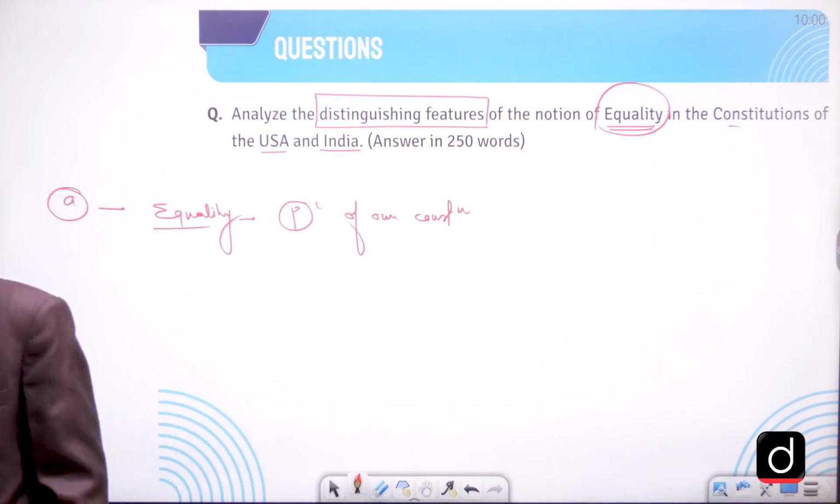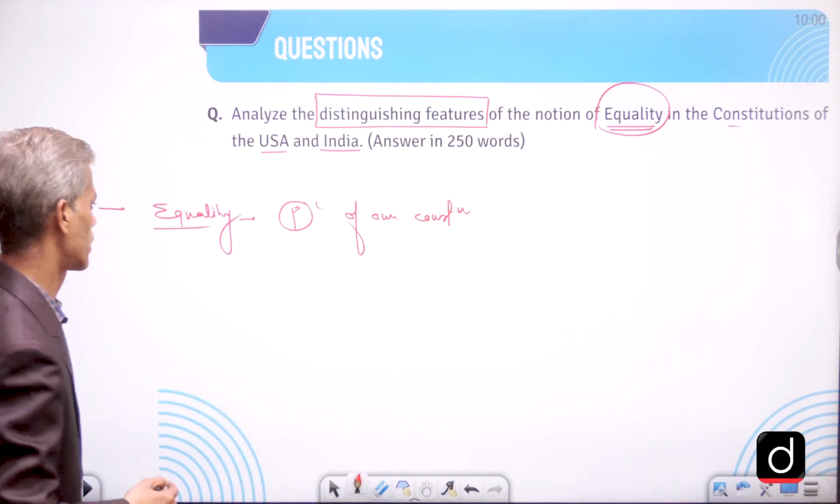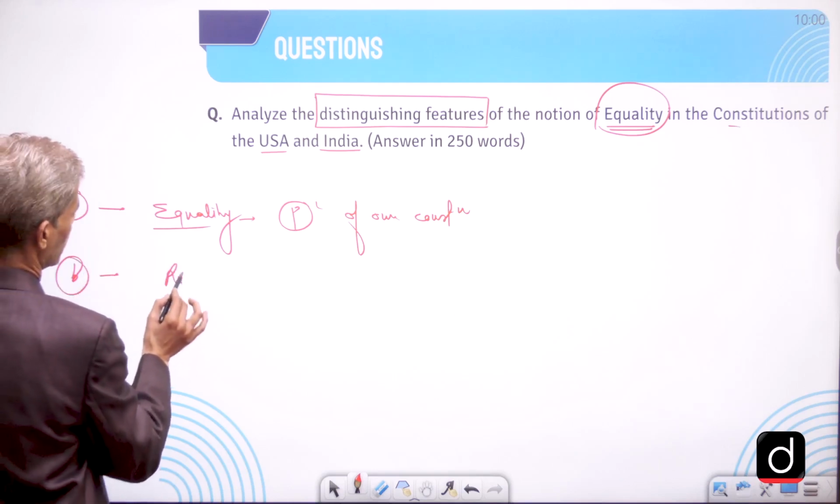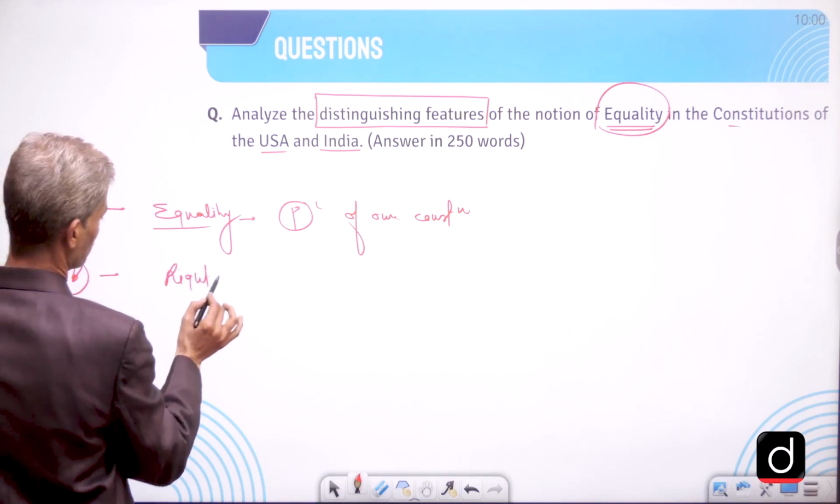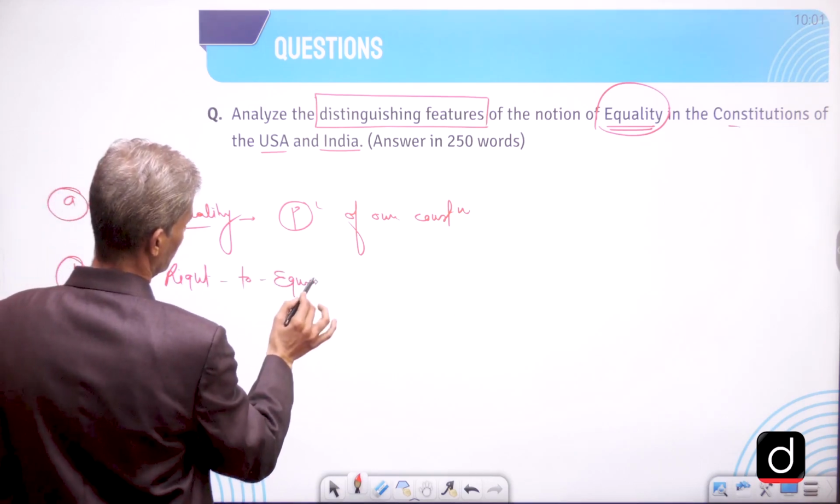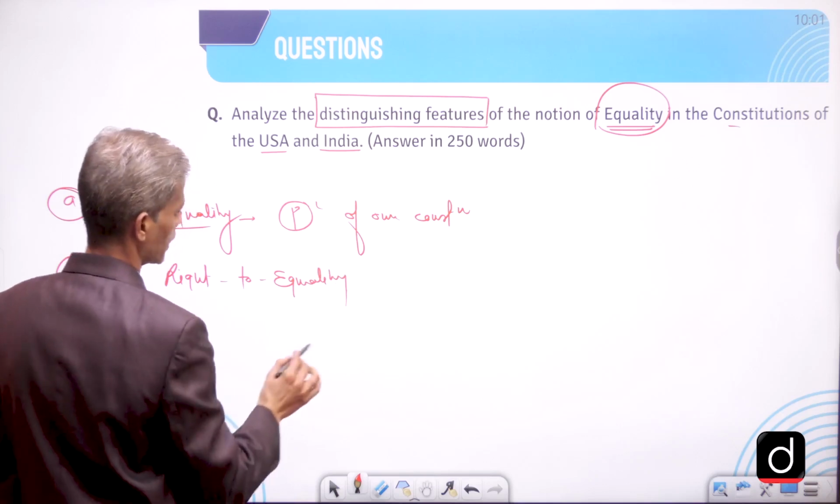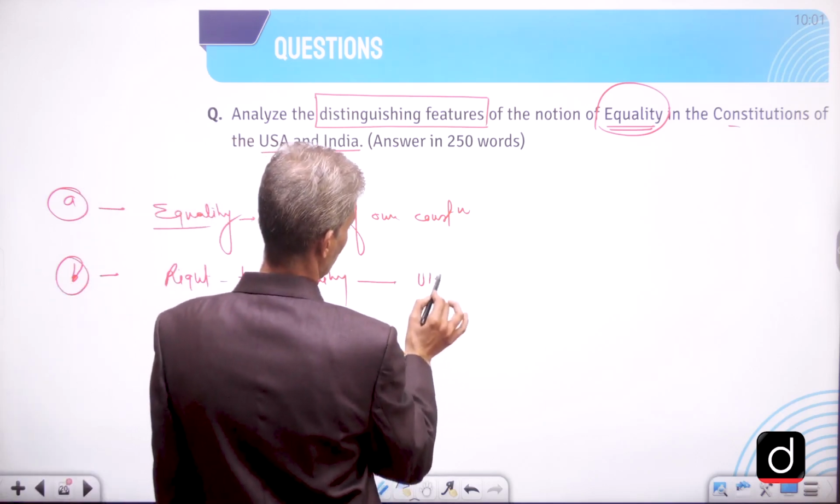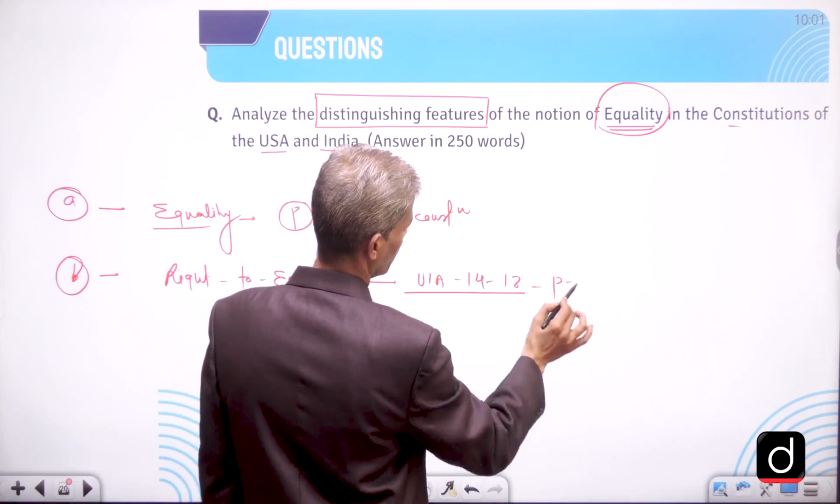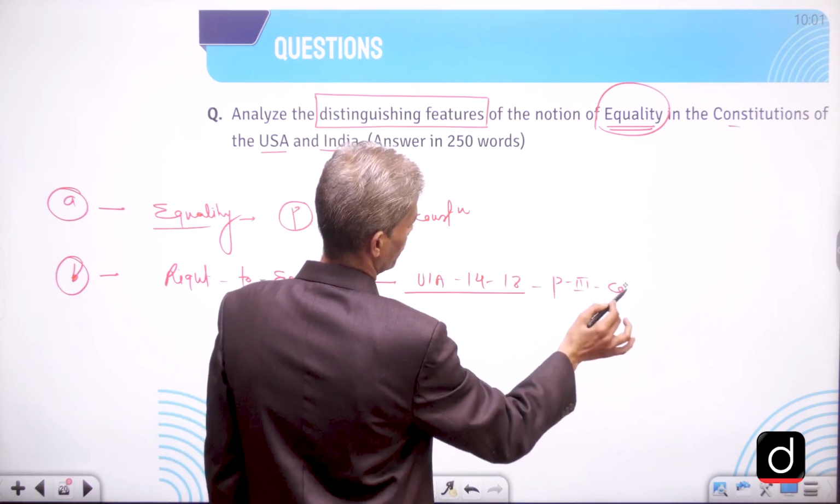But after that we have an elaborate discussion or mention as far as the rights related with equality is concerned, right, right to equality in the form of Article 14 to 18 under Part 3 of the Constitution.